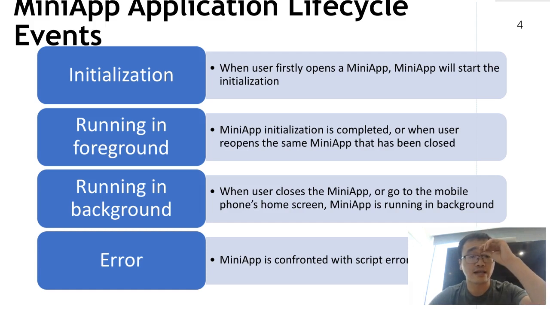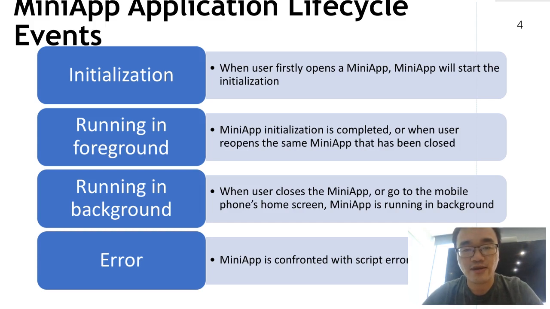So based on this, in slide 4, based on these MiniApp working mechanisms, we can see that for the MiniApp application lifecycle, it contains 4 events. And the first event is initialization. It means that when the user opens a MiniApp for the first time, the MiniApp will start the initialization procedure. And the second event is running in the foreground.